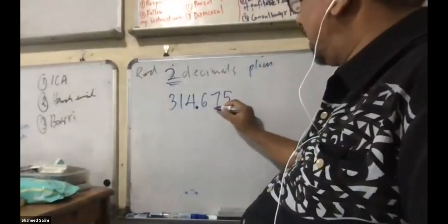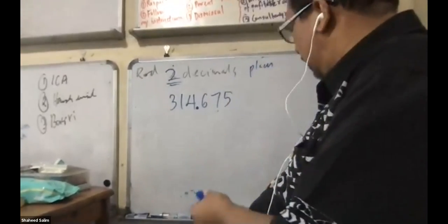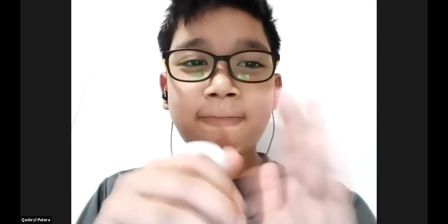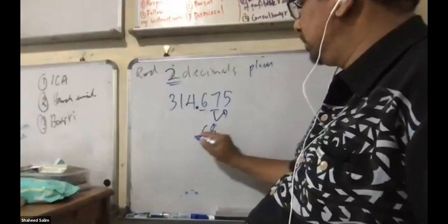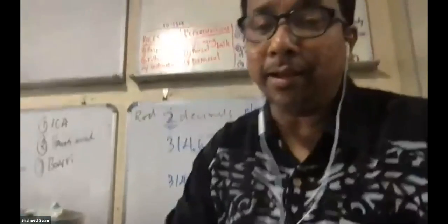Here we go now, brother Putra. 2 decimal places. 1, 2. Again, I use another one now. Okay, now do you plus 1 or not? Plus 1. Okay. Because if 5 and above, you must plus 1. If 4 and below, don't plus 1. Don't minus 1, please.